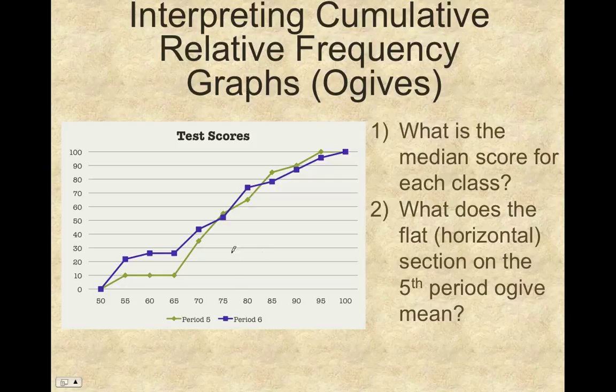Couple more questions. Here I have two ogives superimposed on top of each other, one for 5th period and one for 6th period. Okay, I just made this data up. My first question is, what is the median score for each class? And my second question says, what is the flat or horizontal section on the 5th period ogive, that's right here, tell us? Pause the video for 2 minutes to answer these two questions.